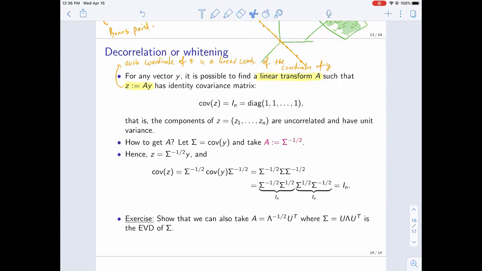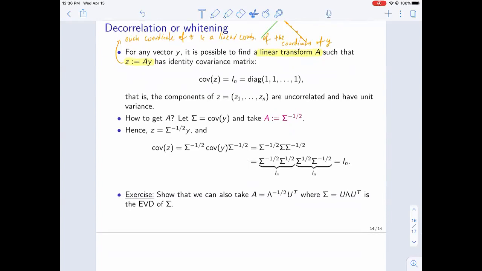So I would like to find A such that this resulting vector has covariance identity. Another way of writing it is this: the identity has diagonals that are all 1 and off-diagonal elements that are 0. Why would this be interesting? Because then the components of z will be uncorrelated, and they would have unit variance because the diagonal elements of the covariance matrix are variances. So they would be both uncorrelated and unit variance.